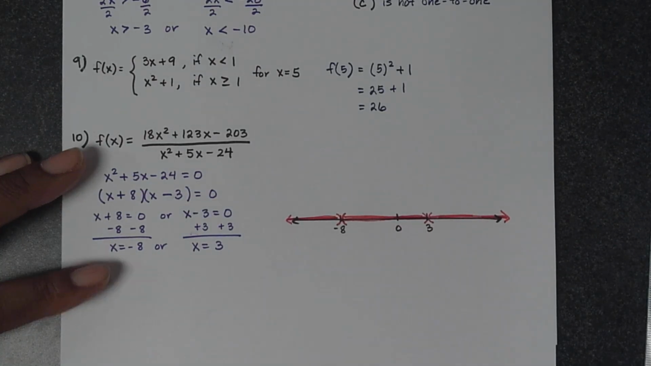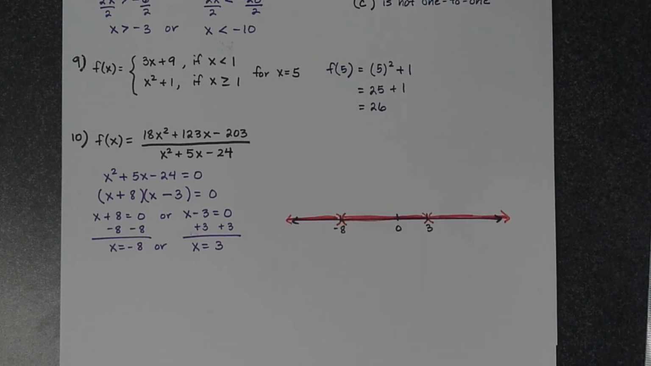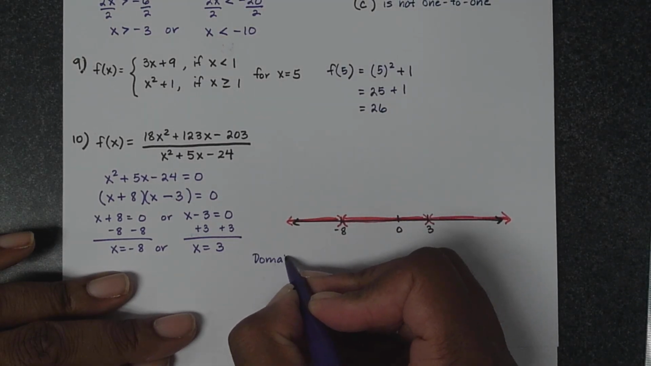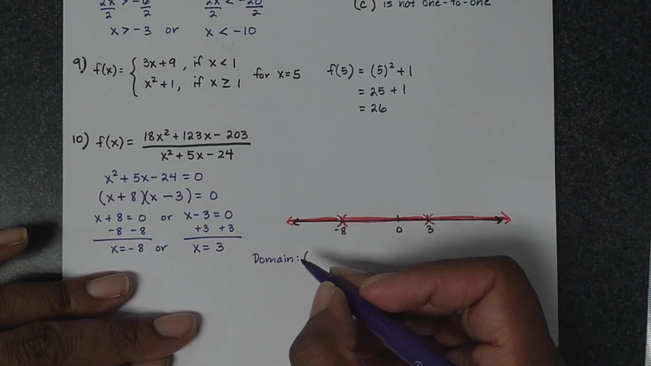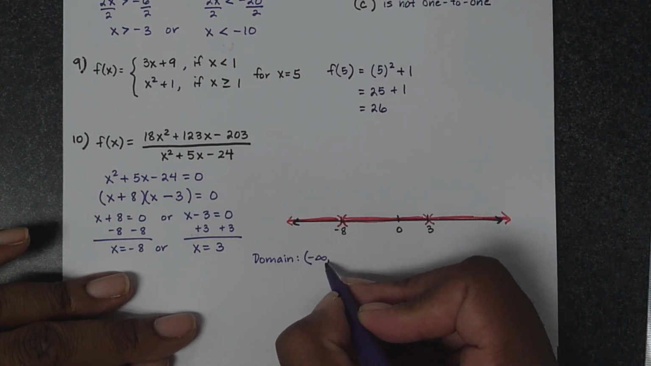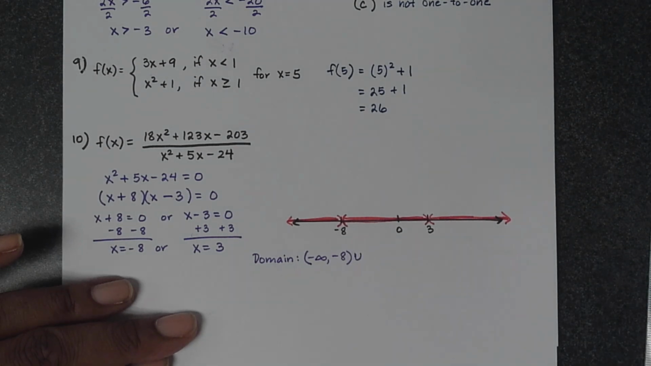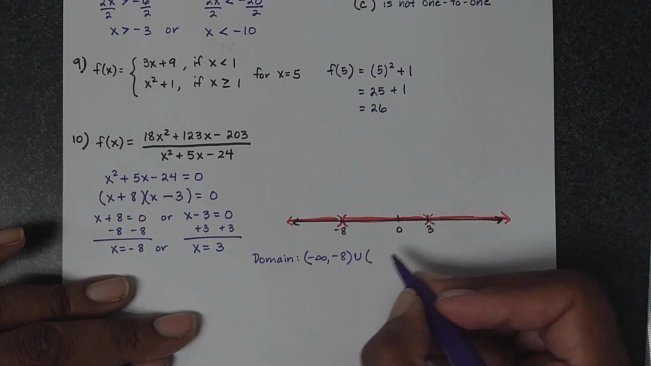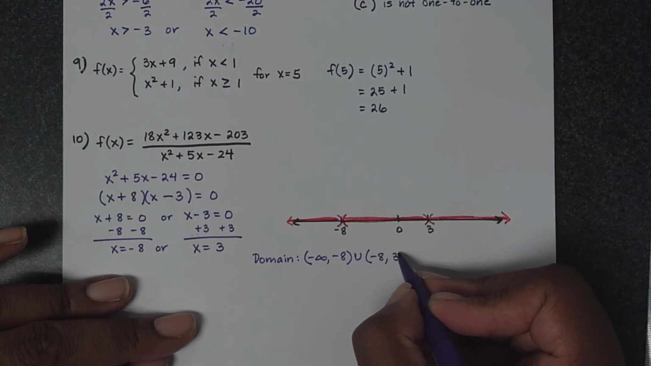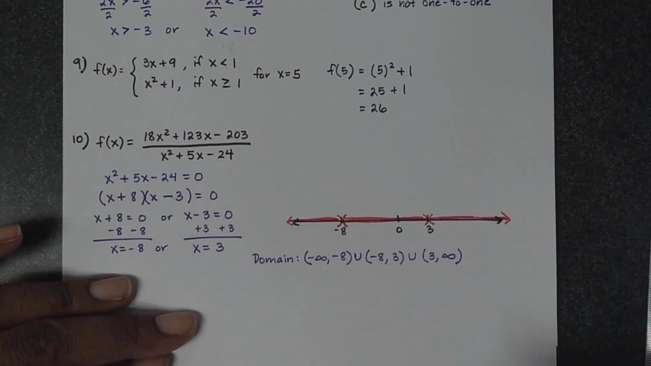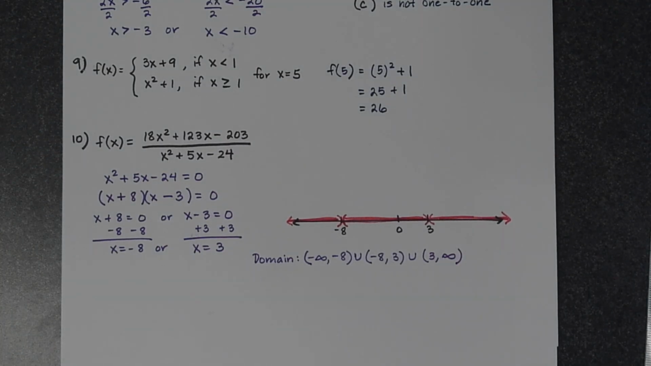So my domain, if it was written in interval notation, would be this. From left to right, this goes indefinitely to the left, so it would be negative infinity, up to negative 8, or, and I'm using the union symbol for or, negative 8 to 3, or from 3 to infinity. This represents the domain for this rational function in problem number 10.